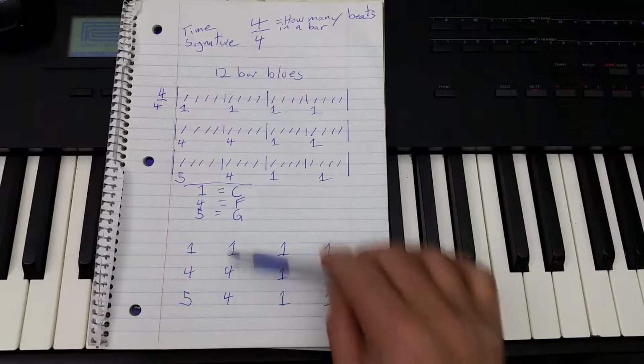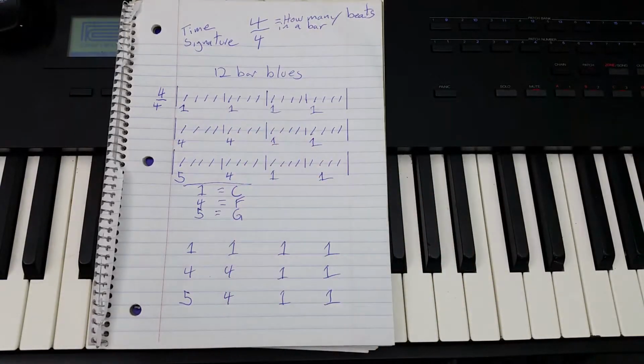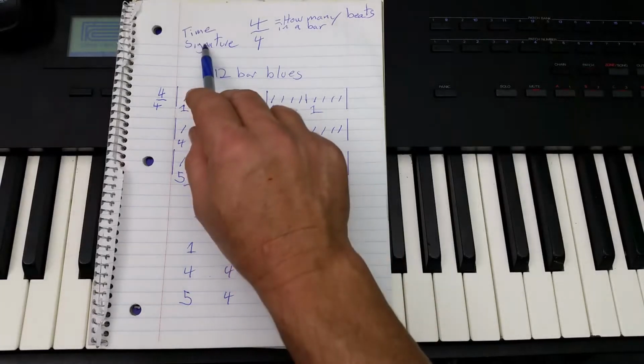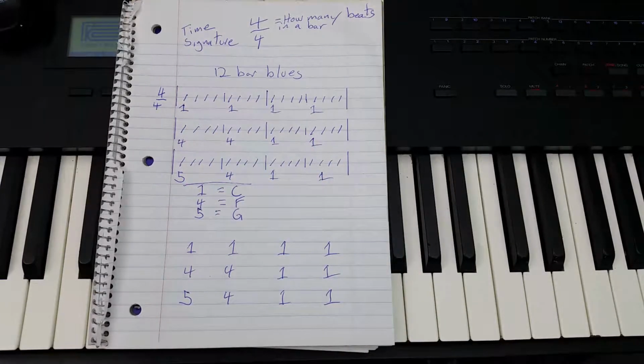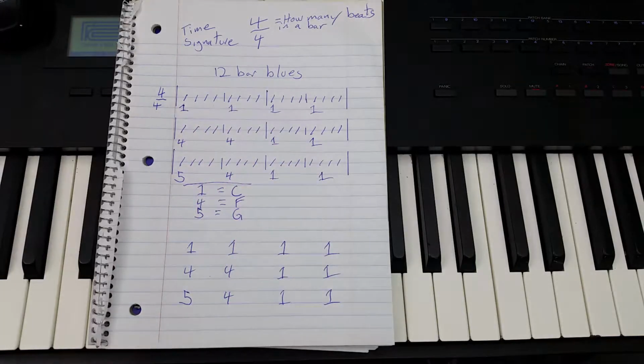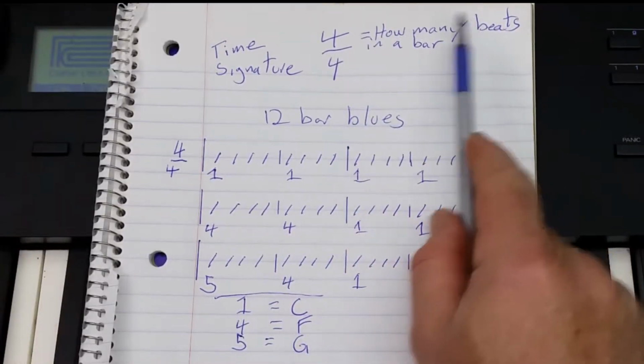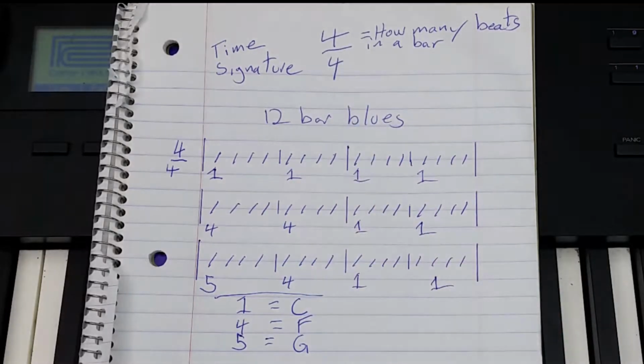When we draw our charts or we read charts, we'll see that in the upper left-hand corner is a fraction, and that's called a time signature. In this case, the time signature is 4/4, and 4/4 is the most common time signature, so it's called common time. All we need to know right now is the top number tells us how many beats are in a bar. So in 4/4 time, we have 4 beats in a bar.